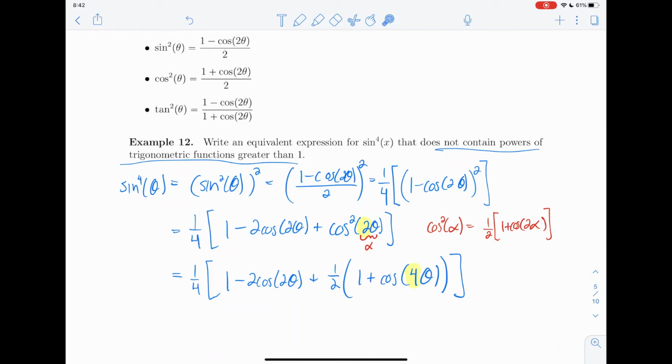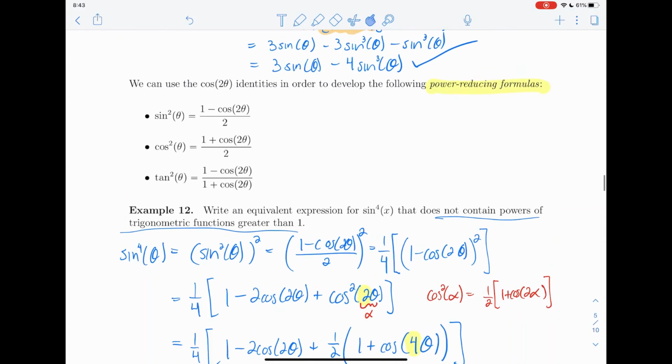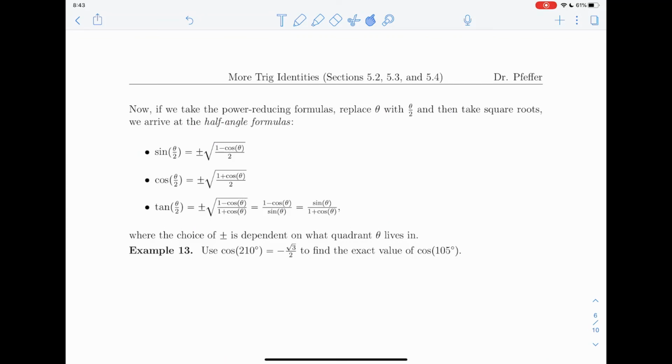We have one last handful of identities to run up against in section 5.3, and that's going to be what's called the half-angle identities. The way to get the half-angle identities is we're going to take these power-reducing ones. We're going to replace these thetas with theta over 2's, which will then make these 2 thetas just turn into regular thetas. And then to get rid of the squares, we'll take some square roots. In doing so, we get the half-angle formulas.